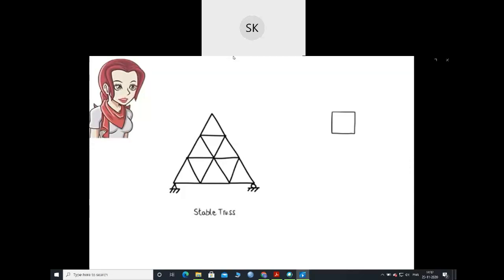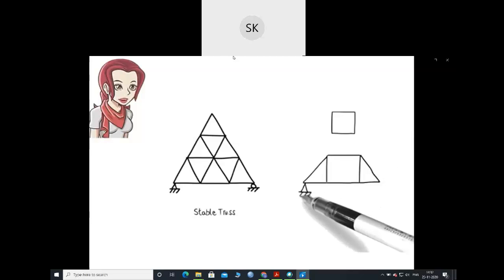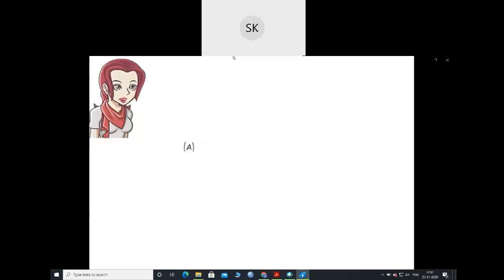Here is one such pattern. Any truss structure that embodies this rectangular pattern is considered unstable. See if you can figure out which of the following trusses are unstable.